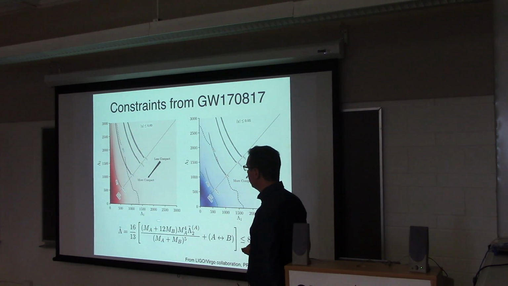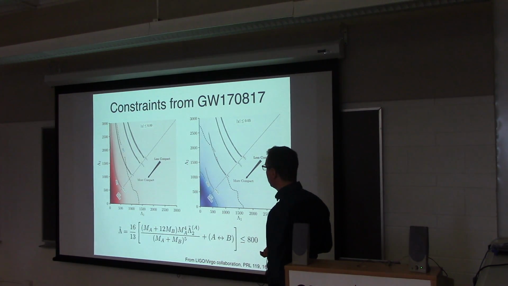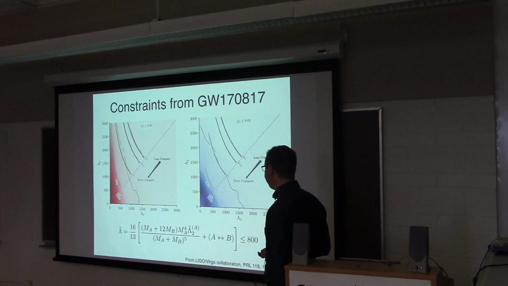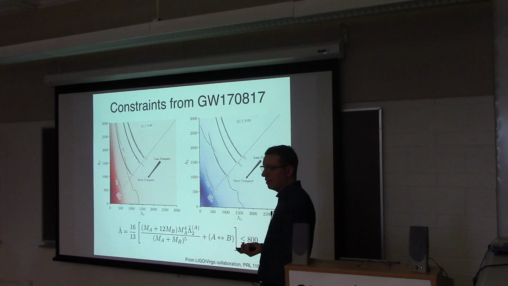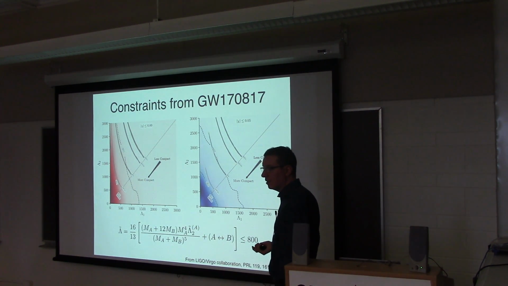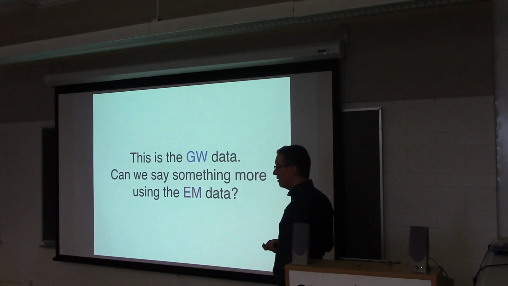These are posterior probability distributions for these parameters, lambda 1 and lambda 2, so the tidal deformability of the 2 neutron stars. This is the posterior assuming a high spin for the neutron star. This is the posterior in which the spin is not allowed to be large. Overall, there is a strong constraint on this quantity. It's a weighted combination of the two tidal deformabilities that is constrained to be less than 800. This is a dimensionless quantity, to 90% confidence level. So this is what the gravitational wave data alone says.